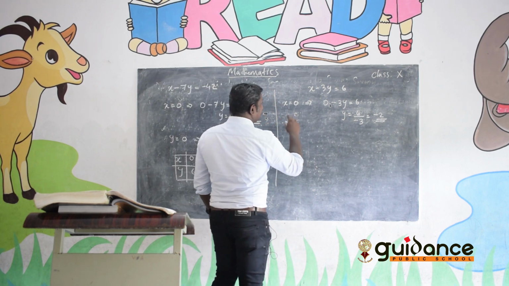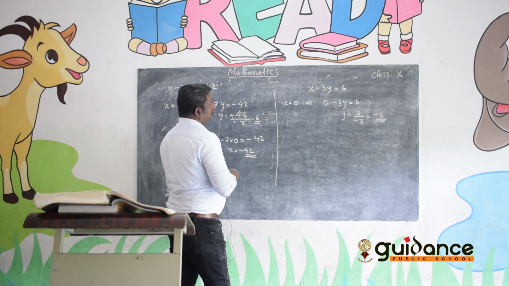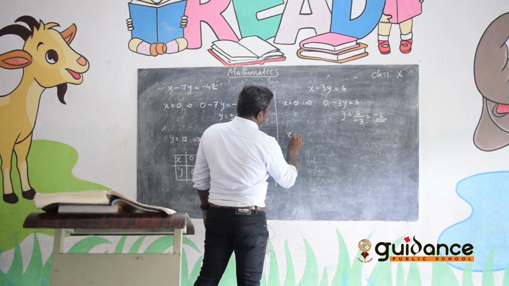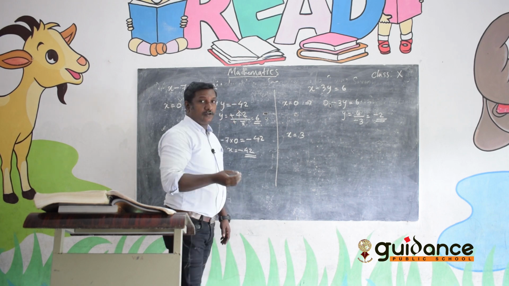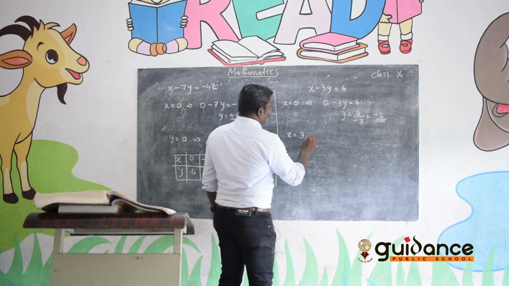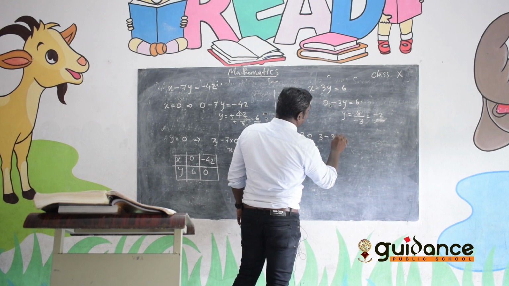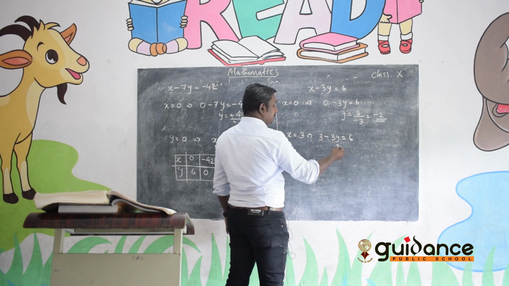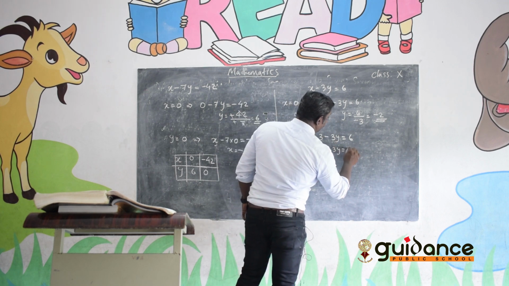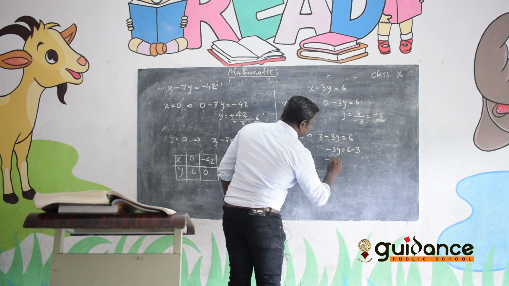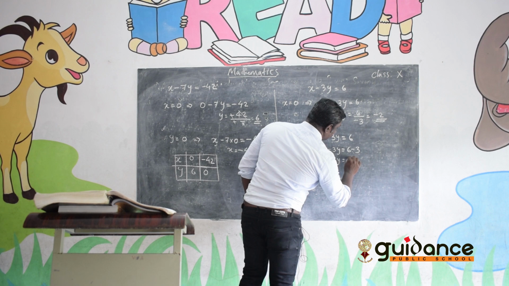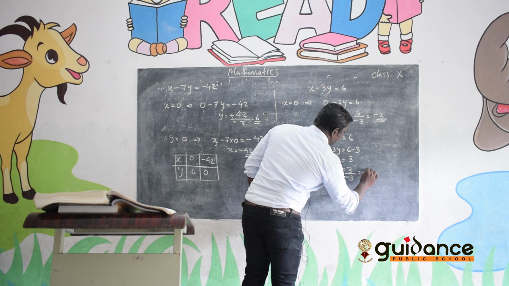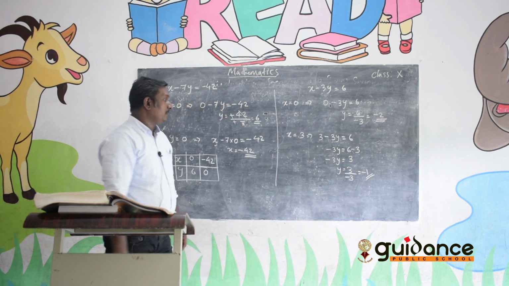Then next, we can give x equal to 3, according to our convenient values. Substituting x equal to 3, which implies 3 minus 3y equal to 6. Then 3 we can bring to the right side, it will be minus 3y equal to 6 minus 3, so minus 3y equal to 3. Y equal to 3 by minus 3, that is equal to minus 1.